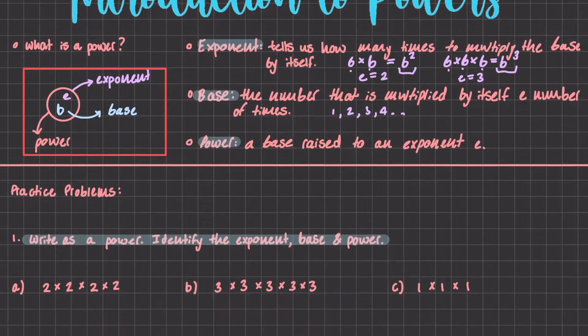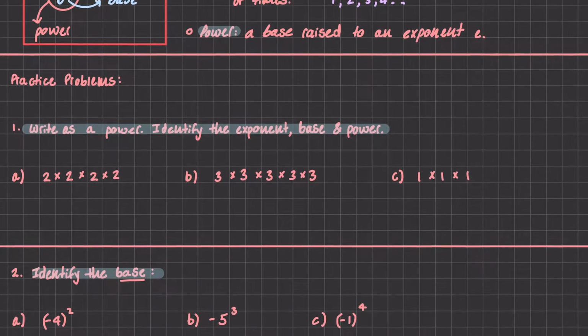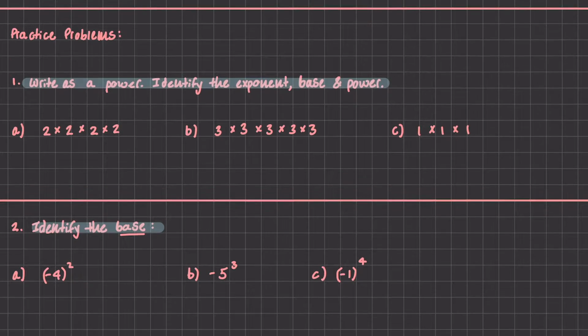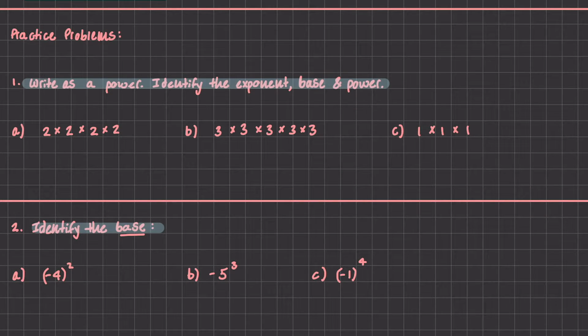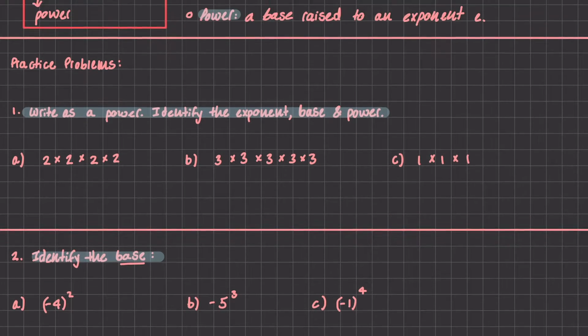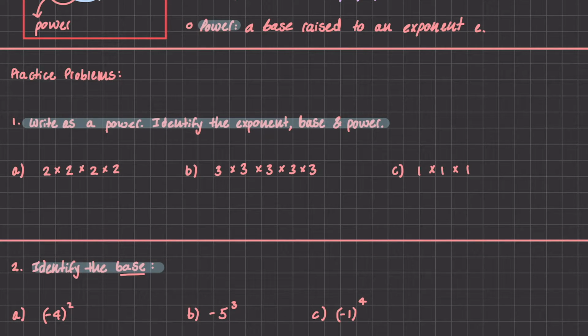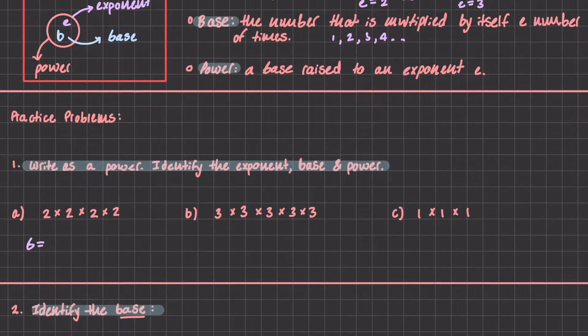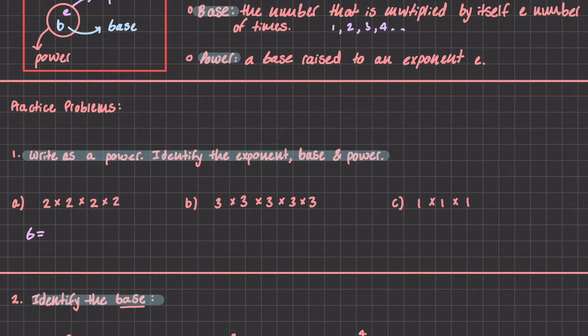So let's go through some practice problems. Write each of these as a power. I recommend that you try these yourself, pause the video, and then come back, and you can see the solutions. Okay, so for the first one, let's first identify the base. What is the base? Let's remind ourselves, the base is the number that's multiplied by itself a certain number of times. Here we can clearly see that the number that's being multiplied by itself is 2, so we'll just write that down.